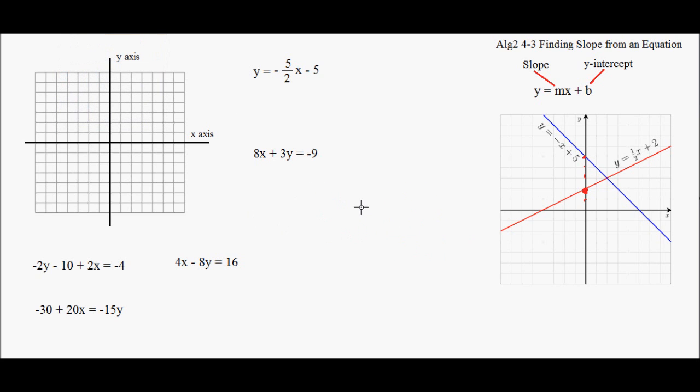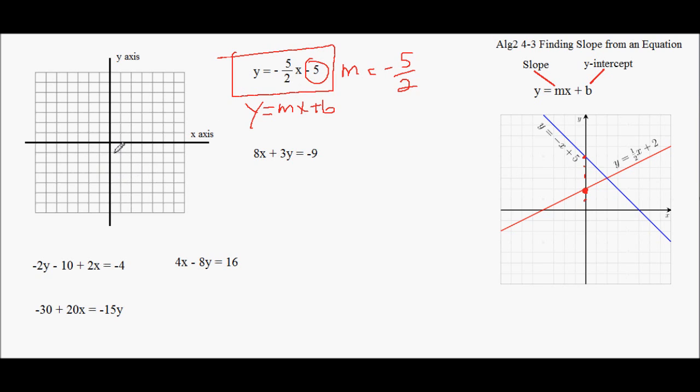Okay. So in this lesson, all I want to do is find the slope from an equation. So I want to find the slope. Well, this one is easy. I know what the slope is. The slope is minus 5 over 2, because it's in the same form as y equals mx plus b. And the y-intercept is minus 5, negative 5.